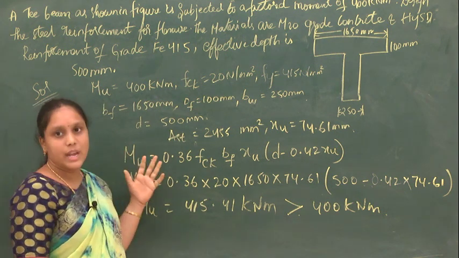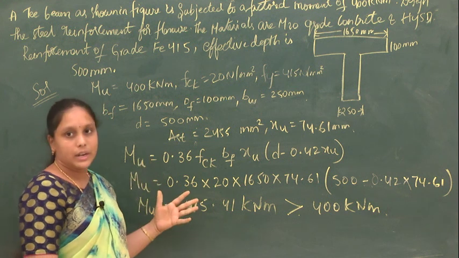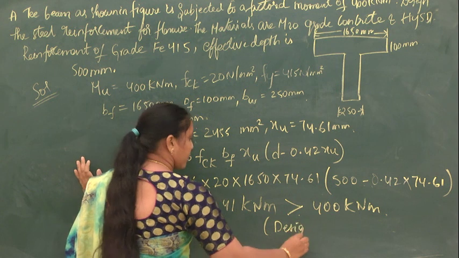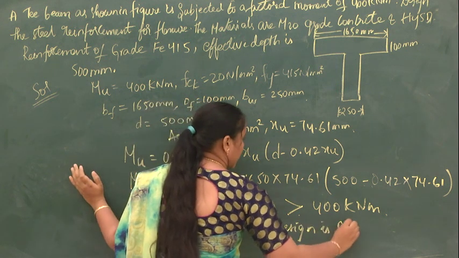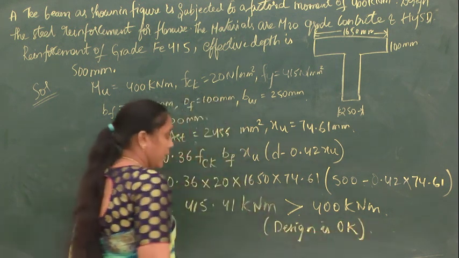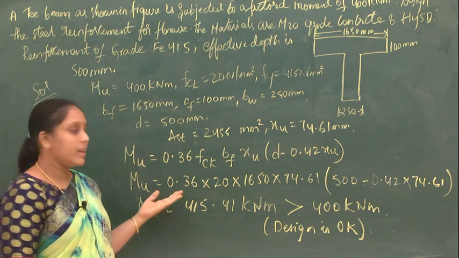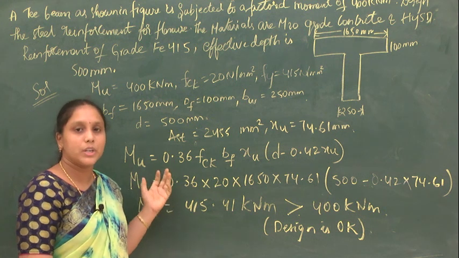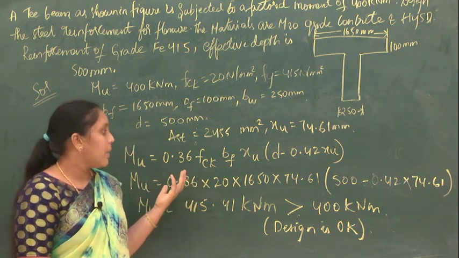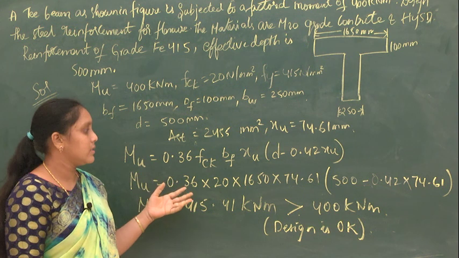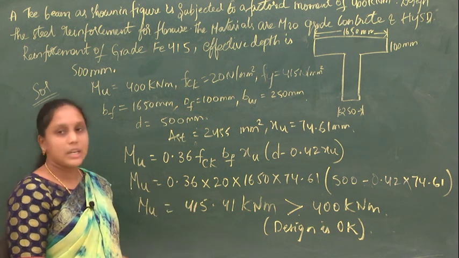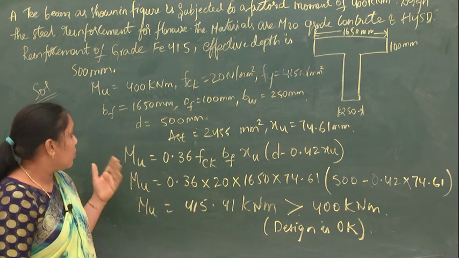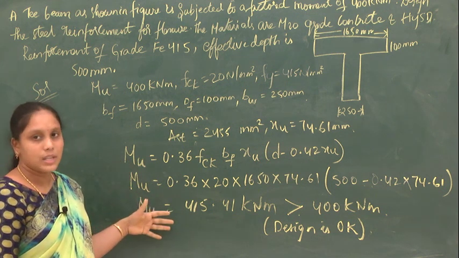So the design is okay. So what we have designed, the area of steel is correct here. So the design is what? Here it is. The design is okay. So alternatively, you can also calculate the moment of resistance with respect to steel also by using the equation 0.87 Fy into AST into D minus 0.42 XU. So what you will get? You will get the same value.